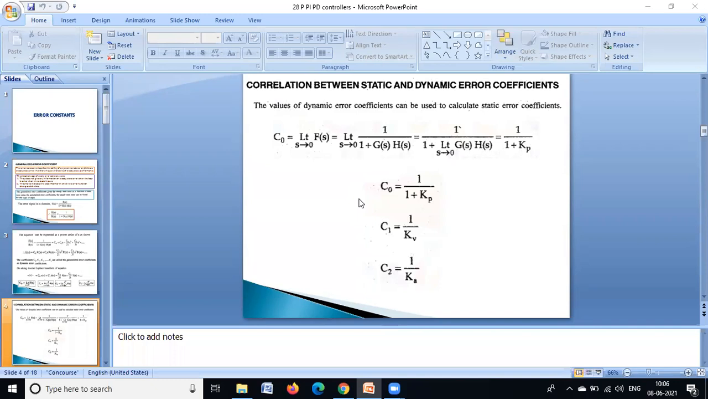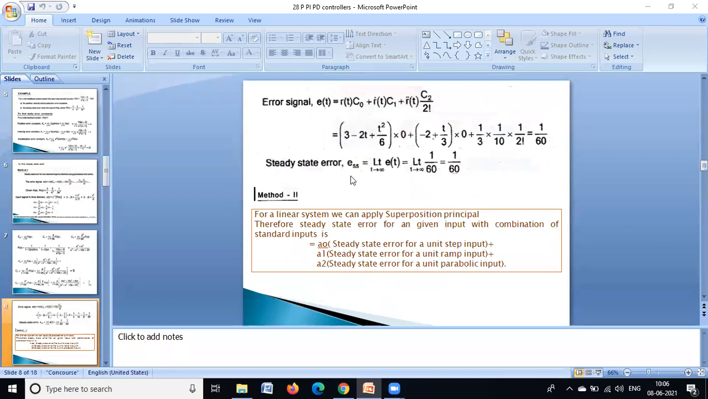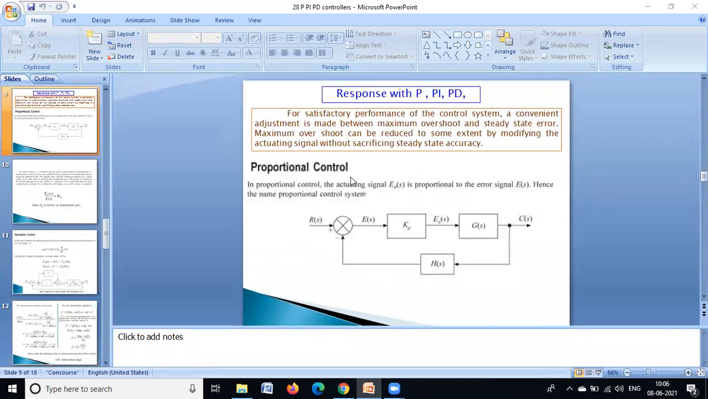Now coming to controllers. The next topic is response using the proportional integral and proportional derivative controllers, and also the PID controller, proportional integral derivative control. So what is its function? Until now, when some input is given to a system, you get a response. We have analyzed the response. Now we are going to adjust the response, depending upon the requirements.